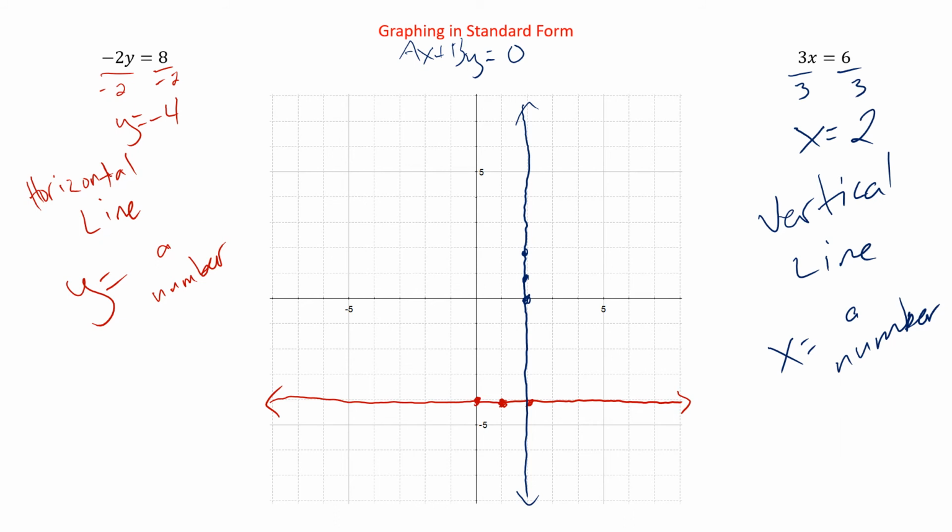Now, the trick is remembering which it is, because you see, like, y equals a number and y is our up and down axis. And so we always think like, oh, that should be up and down. No, that's a horizontal line because that y value will be the same and it does not matter what x is. And then same thing for the x values.